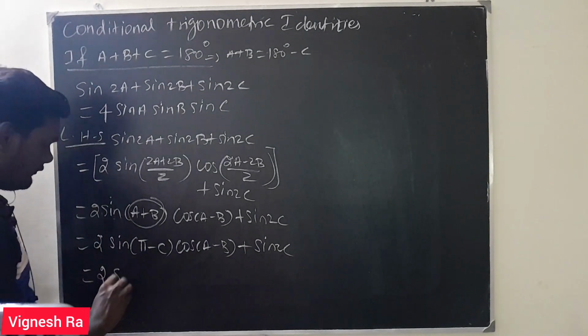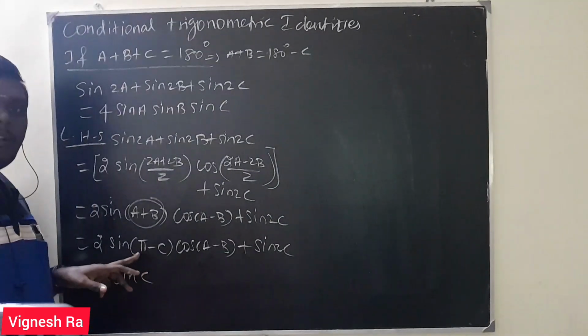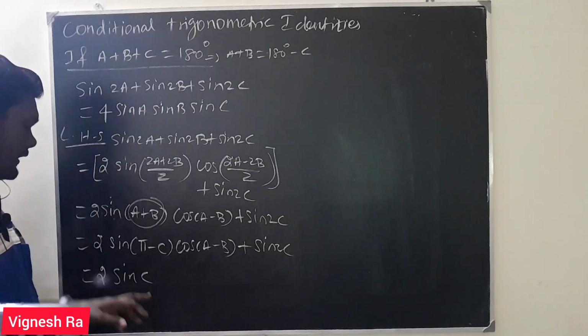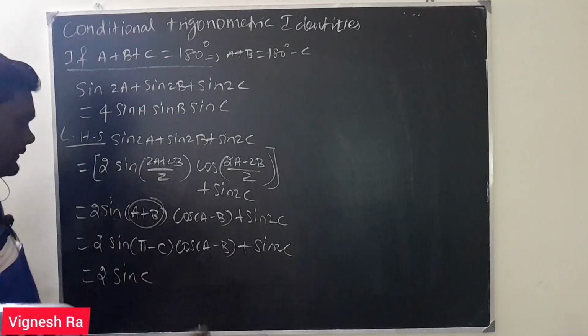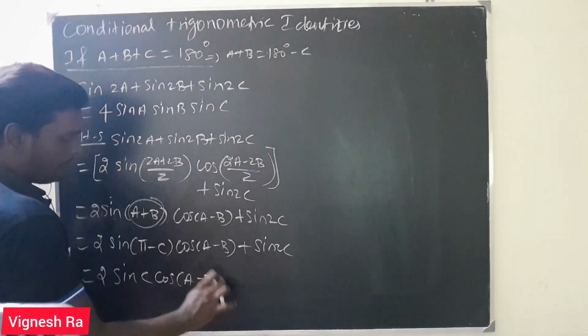No change. Then sine would be there as it is. The theta will come, and this pi minus means which quadrant? That is the second quadrant. In the second quadrant, sine is positive. No issues. Okay. And I have cos A minus B.